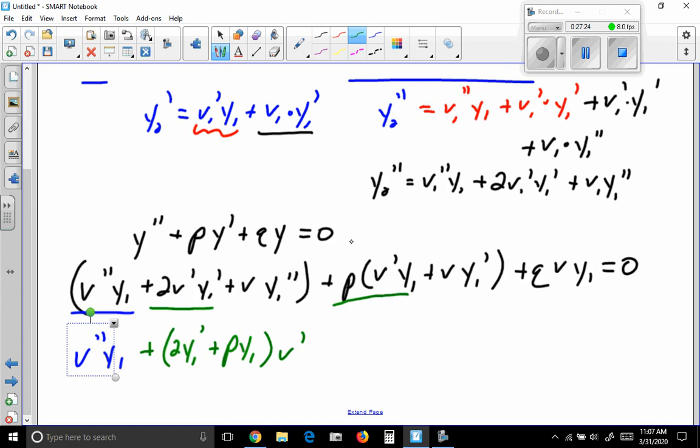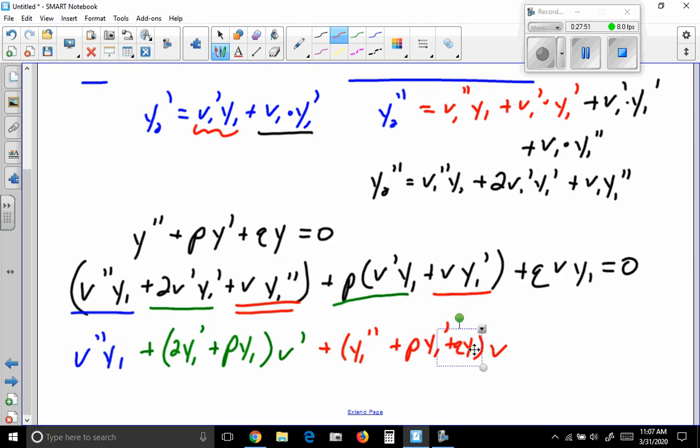Now our coefficients of v. We have a v here that's got a y1 double prime. We have a v here, so if we distribute that p, we have a p y1 prime. And then we have a v here, so we have a q y1. And then we have a 0 on the other side.